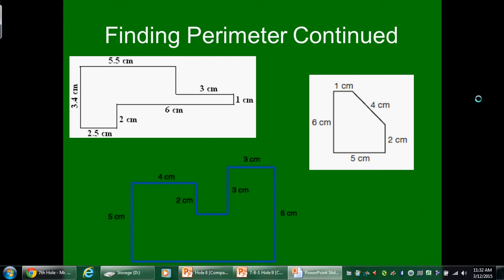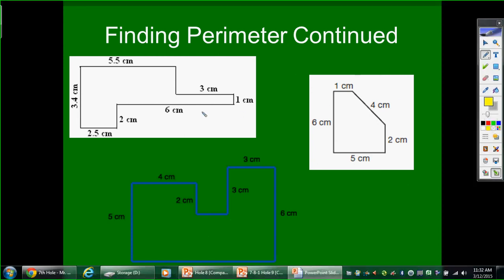Finding the perimeter of a composite figure, the rule stays the same. I'm just adding up the lengths of all of my sides. However, some of these do not have lengths given. Here I have 3.4, 2.5, 2, 6, 1, 3. This side is actually not given and must be found. If I know this overall length here is 3.4, this is 2, this is 1, this would actually be 0.4, which seems odd because this picture is completely not drawn to scale. But 2 plus 1 plus 0.4 would give me the 3.4 that matches this length.